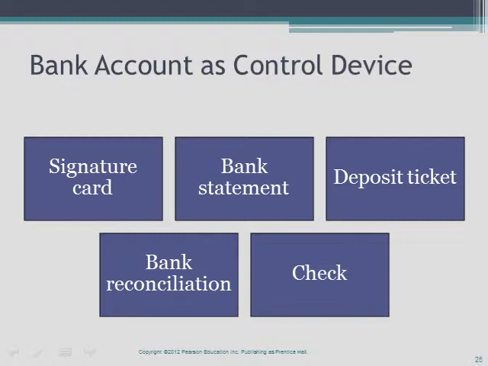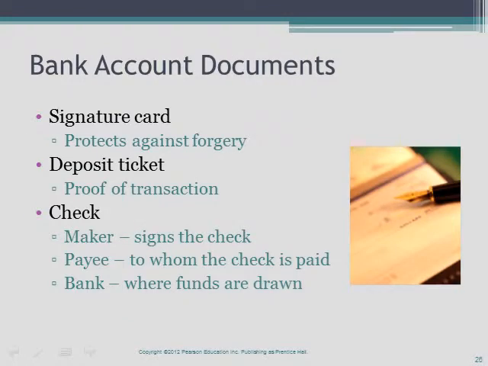The documents used to control the bank account include the signature card, the bank statement, the deposit ticket, the bank reconciliation, and checks. Signature cards are executed by the banks, and they require each person authorized to sign an account to provide a signature card. This protects against forgery. Banks will not cash checks that don't bear an authorized signature, and for checks presented at the bank in person, will often check the signature against the one on file.